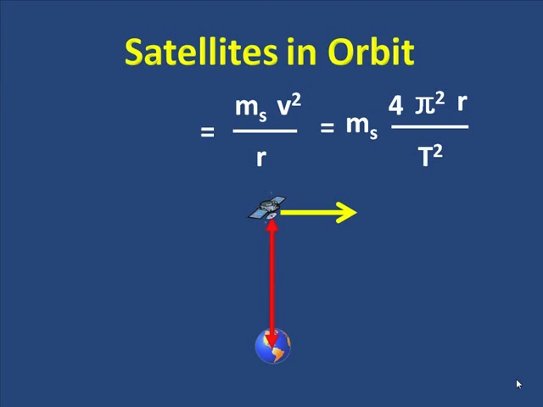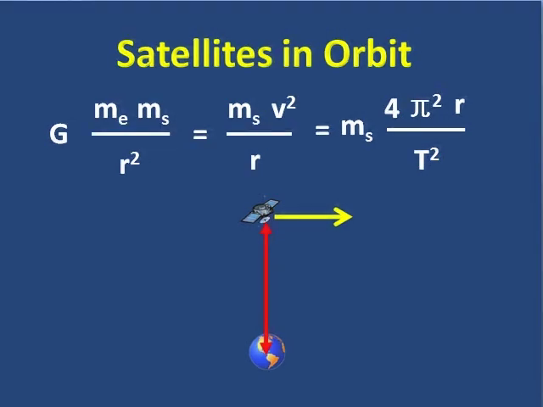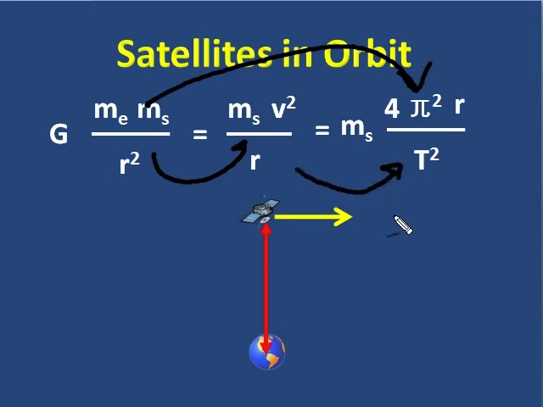The answer: the gravitational force. And it's GMm over r squared. Now, we read the problem, and according to what the problem asks, we can set any one of these equal to the other. For example, we can take the first item here and set it equal to the second. We can take the first and set it equal to the third. We can set the second to the third.